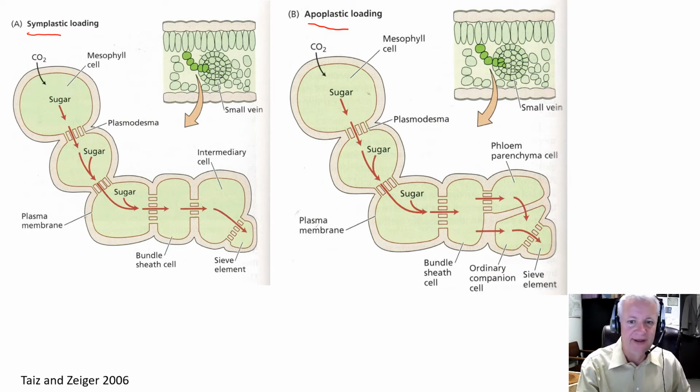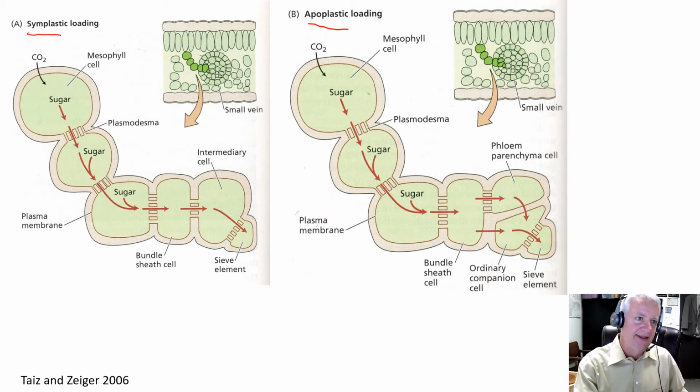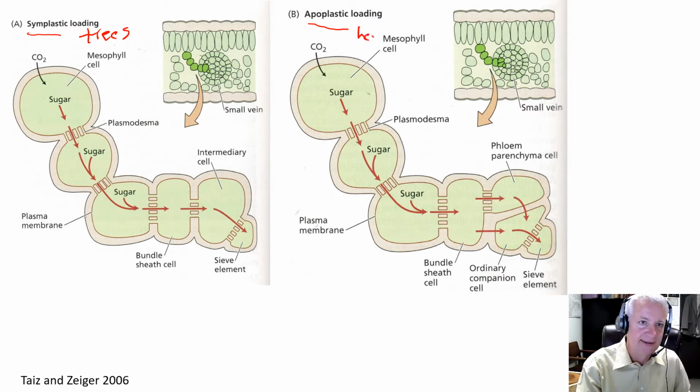Right now, this is still an active area of research in terms of exactly which species of plants do which kinds. There's evidence out there that some tree species do symplastic loading, while most herbaceous plants do apoplastic loading. But like I said, it's still, I think, up in the air to some extent. So really, when we're talking about trees, most of the evidence right now suggests that they use symplastic loading.